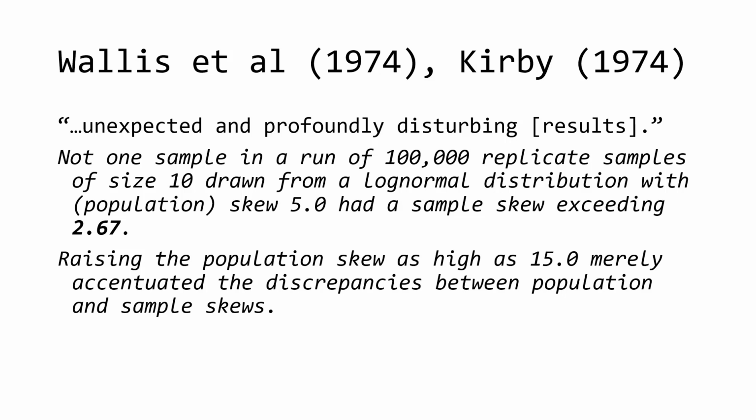In a population with a skew of 5, which is a large value, none of the samples they drew from the population had a skew greater than 2.67. When they increased the population skew up to 15, which is extremely high, the only result they saw was that the discrepancy between the population and sample grew. This poses a serious problem when our goal in frequency analysis is to use the sample of data we have to estimate the properties of the population that we can't see.